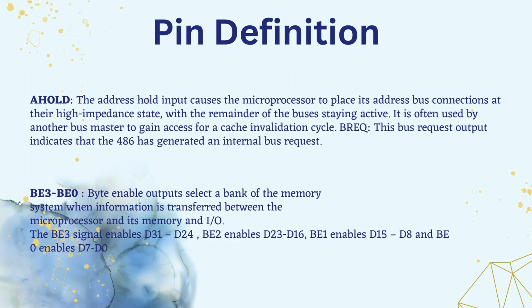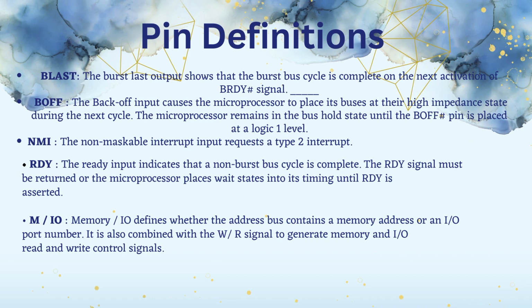AHOLD. The address hold input causes the microprocessor to place its address bus connections at their high impedance state, with the remainder of the bus staying active. BE3 to BE0. Byte enable outputs select a bank of the memory system when information is transferred between the microprocessor and its memory and input and output. BREQ. This bus request output indicates that the 486 has generated an internal bus request. BLAST. The burst last output shows that the burst bus cycle is complete on the next activation of BRDY.